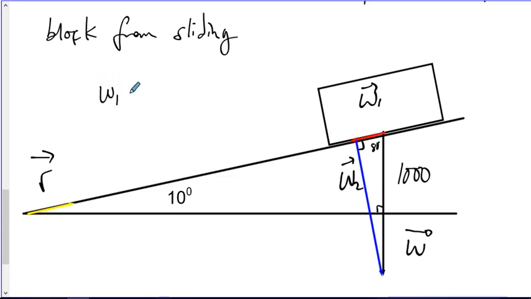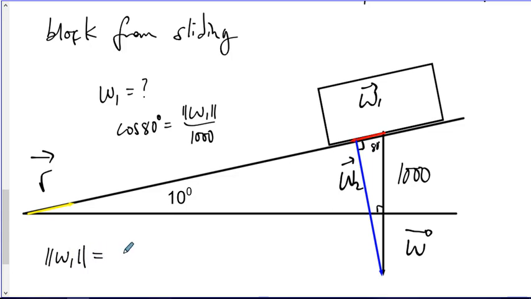So we could say W1 is the adjacent side of a right triangle with an angle of 80 degrees. How about write it like this? The cosine of 80 has to be the adjacent over the hypotenuse. W1, the scalar value, or we could say the magnitude of W1, over 1,000, the hypotenuse. So the magnitude of W1 has to be 1,000 cosine 80. That's got to be 173.6.